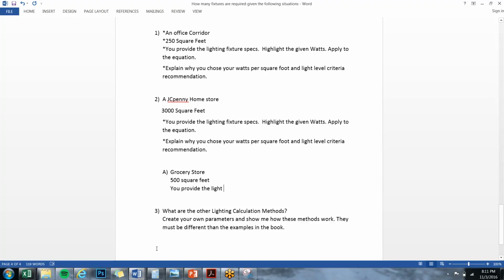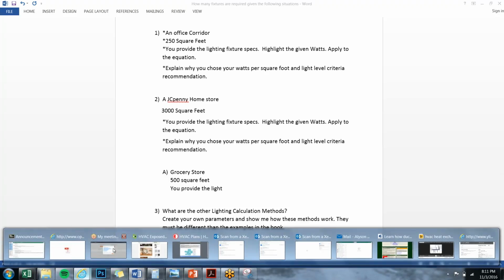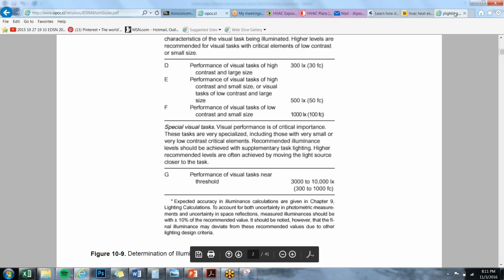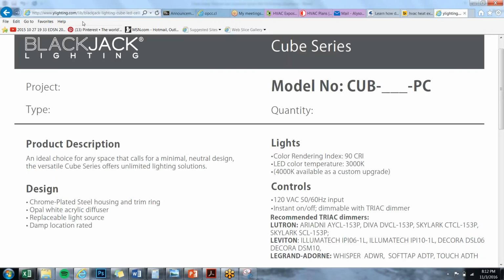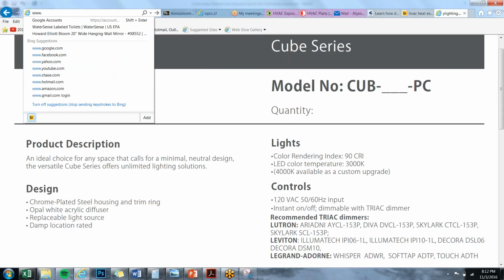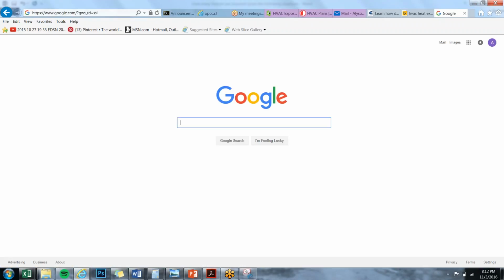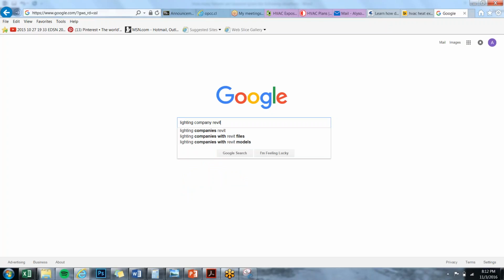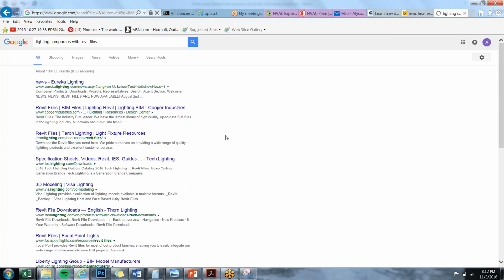So I decided I really liked, okay, so I Googled, first of all, why lighting over here. That was just a source that I had. Let's see how easy or hard this is to do. So, lighting company Revit with Revit files. All right, that seems good, Google. I'm gonna click on that.